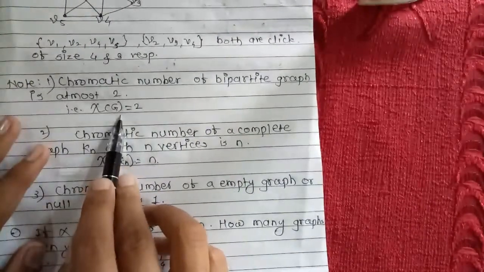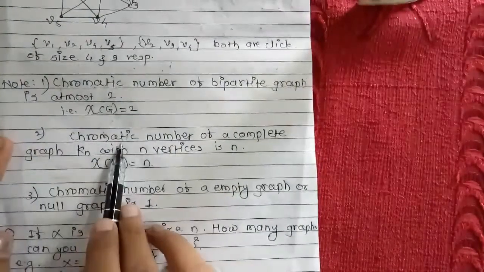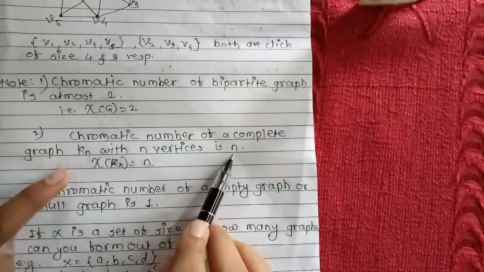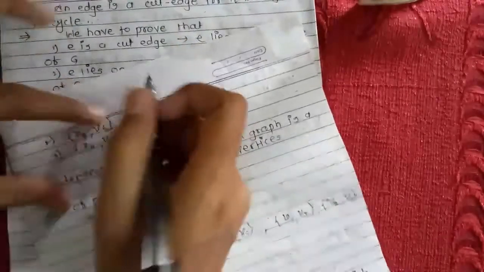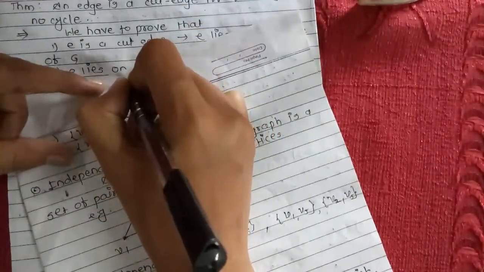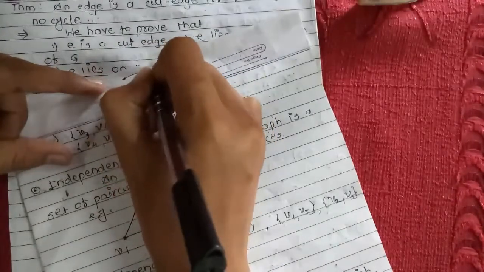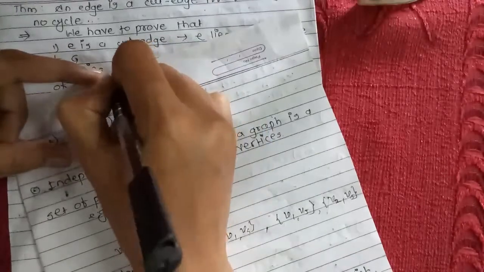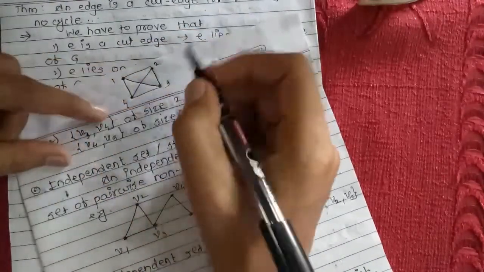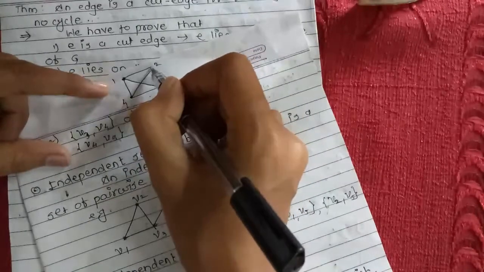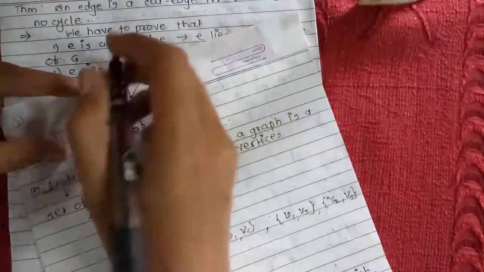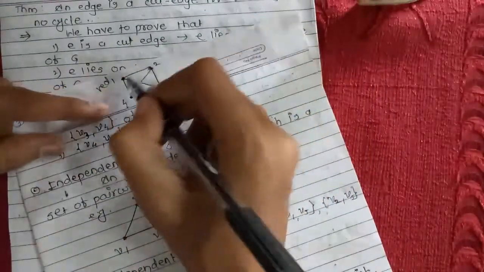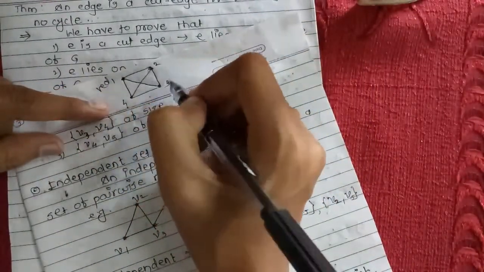The chromatic number of a bipartite graph is 2. Now the chromatic number of the complete graph Kn with n vertices is n, right? For example, suppose we take the complete graph K4. K4 means a complete graph with 4 vertices: 1, 2, 3, 4. This is a K4 graph, right? So now we color this graph. First we choose the red color for vertex 1. Can we give the red color to vertices 2, 3, 4?